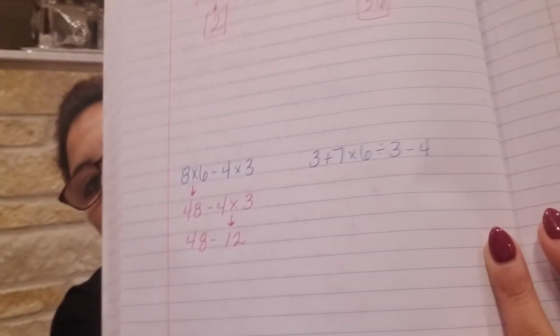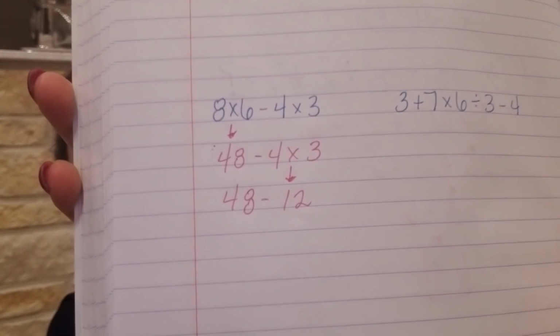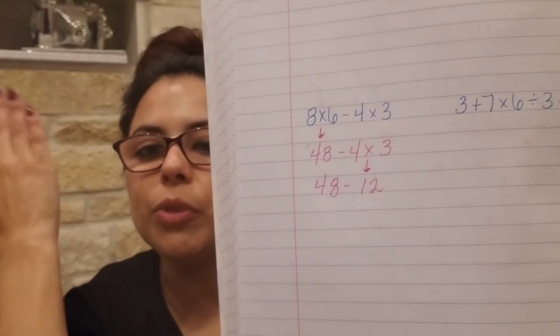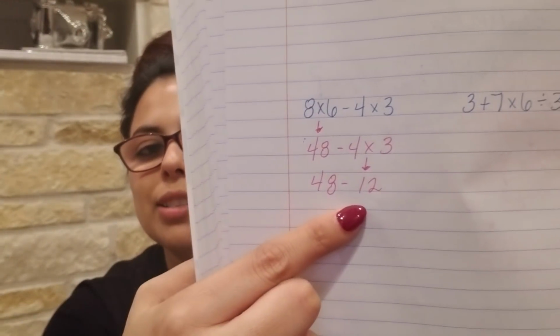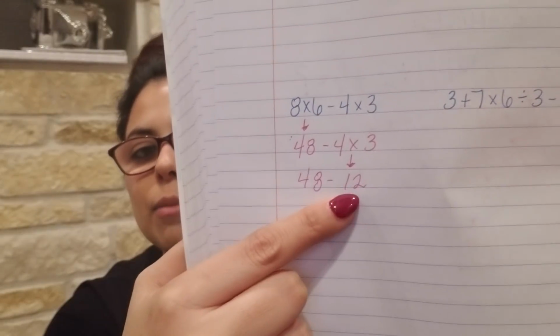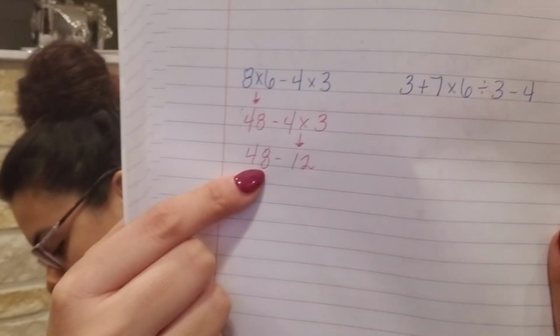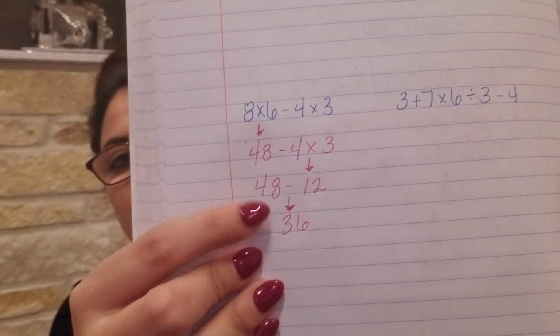So what we're left with is 48 minus the 12. Okay. If it makes it easier, break up that 12 into 2 pieces, 10 and 2. So 48 minus 10 would give me 38, and then minus 2 more would give me 36. That's my final answer, 36. Okay, so that's what I should get on that one.